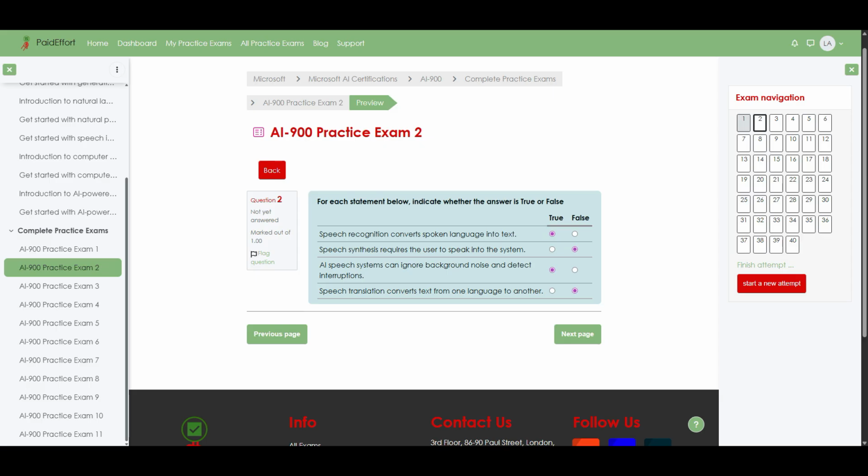Speech recognition converting spoken language into text is absolutely true. This is the core function of speech-to-text technology, where your voice is transcribed into written words, something we see in virtual assistants or transcription apps. Now, the second statement says, speech synthesis requires the user to speak into the system, but that's false. In reality, speech synthesis is about converting text into spoken audio. It's a text-to-speech process, not the other way around, so your voice input isn't required at all.